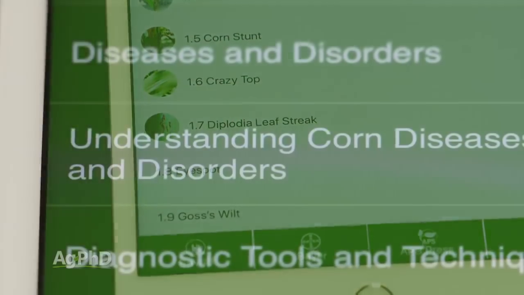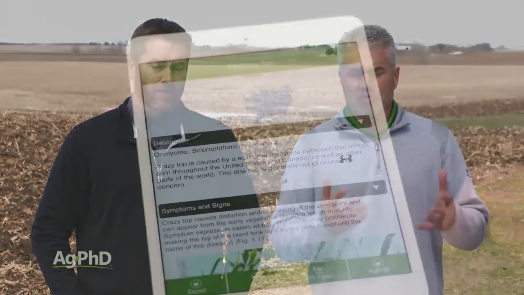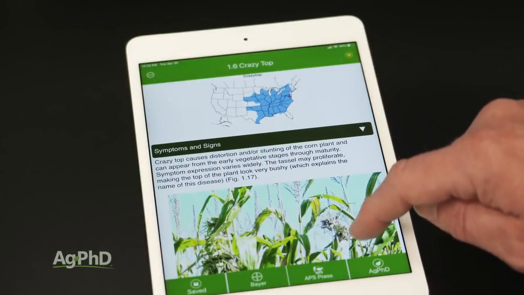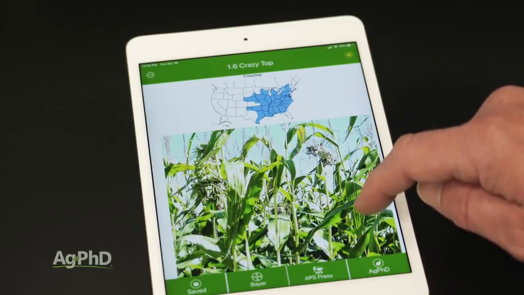Now, we would certainly encourage you, if you're not sure about if it's a disease or not, send some plants in to a plant pathologist and have them determine, all right, it's this disease or that disease. But if you're looking for good information, including pictures, we'd encourage you to check out this Corn Diseases app.